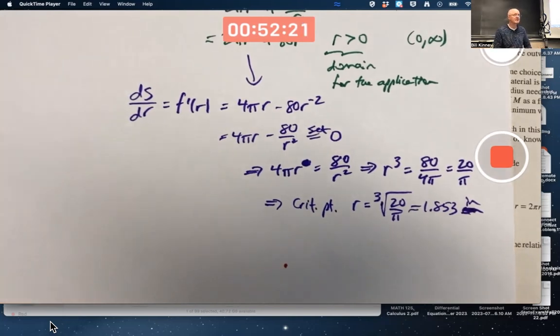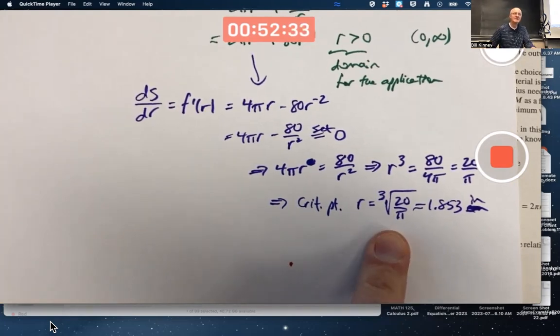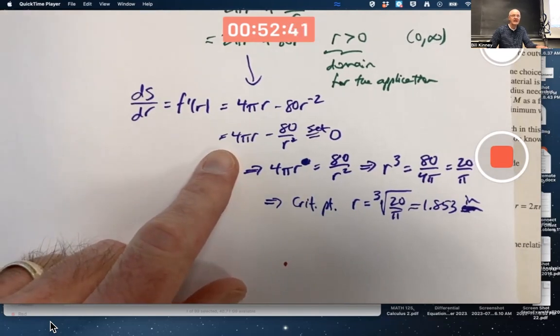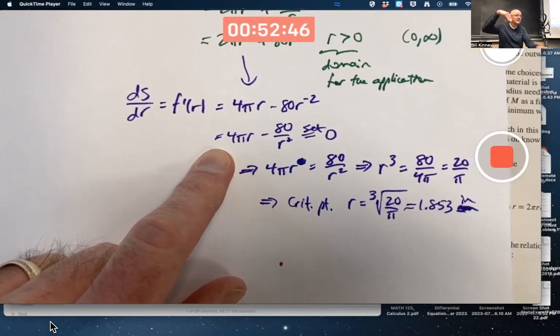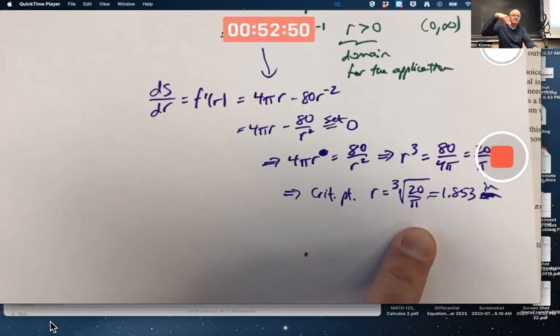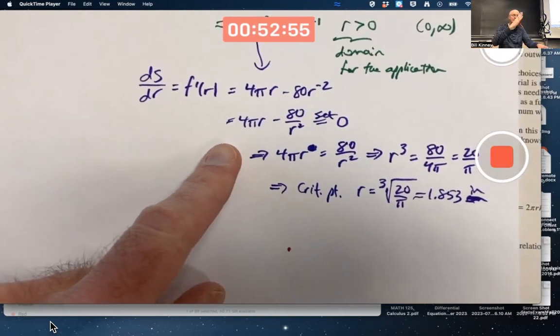But is it really giving us a minimum surface area? How do we know? We could try using the first derivative test to verify it's a local min. And if we did, we would see it is. It's a little tricky here to do that because you've got to think about the sign, positive or negative, of this thing. If you're careful, you can verify it's negative when r is just less than this number, and positive when r is just bigger, making it a min.